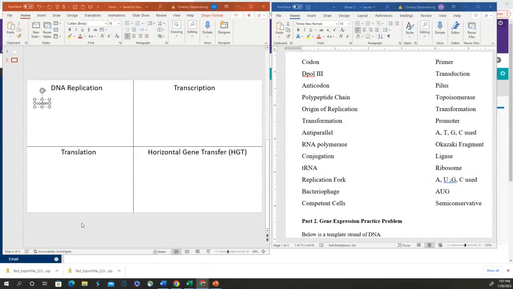All right, take about just 20 more seconds to just do your best to put each of these words into one of these boxes. And then we are going to go through it together.